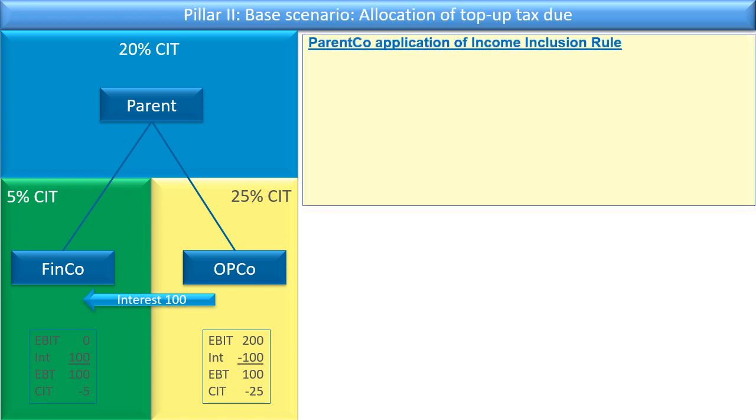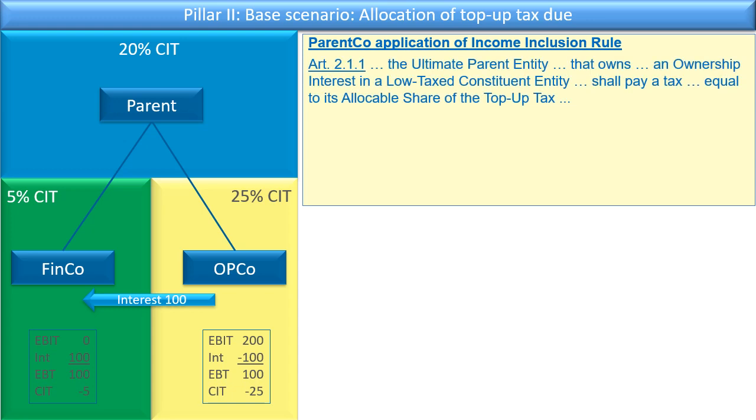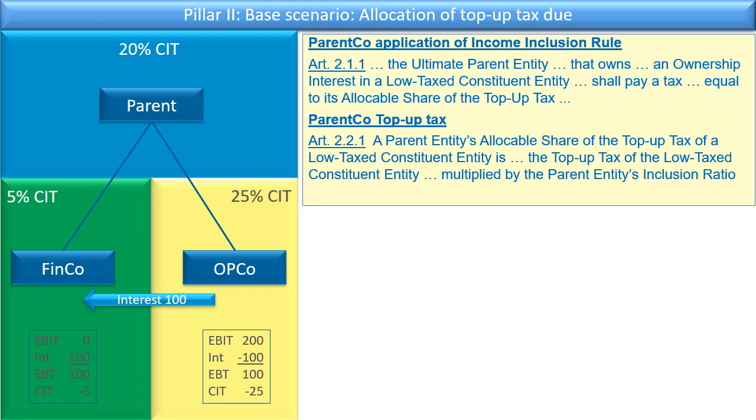ParentCo application of the income inclusion rule. So we assume that ParentCo is an income inclusion rule country, and then Article 2.1.1 says the ultimate parent entity that owns an ownership interest in a low tax constituent entity shall pay a tax equal to its allocable share of the top-up tax. And now the question is, what is the allocable share of the top-up tax? It says here, a parent entity's allocable share of the top-up tax of a low tax constituent entity is the top-up tax of the low tax constituent entity multiplied by the parent entity's inclusion ratio.